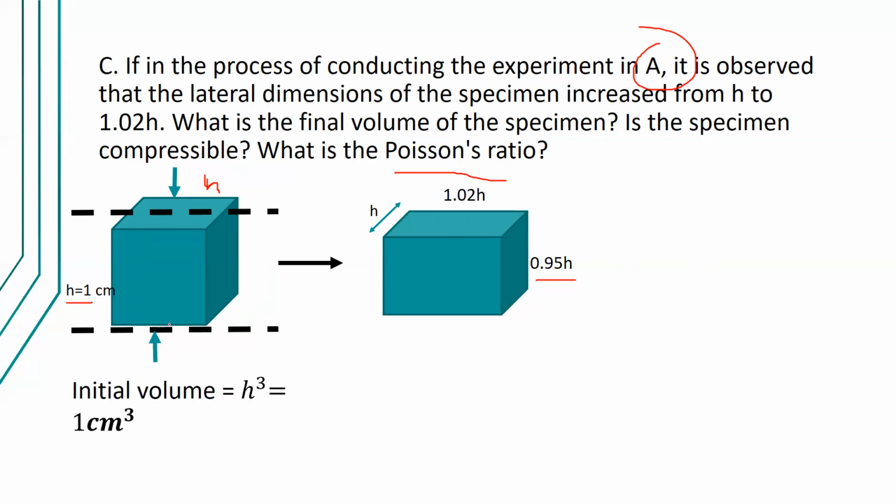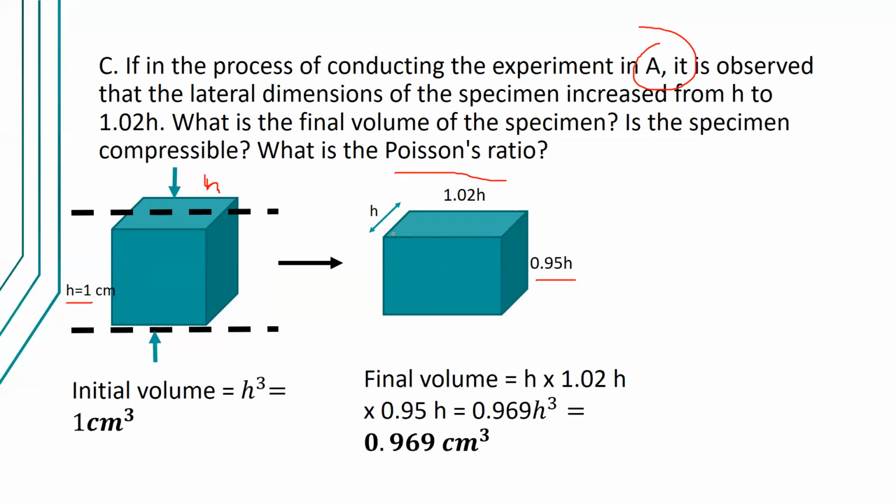So what will be the final volume? If the initial volume is H cubed, because it's a square, so therefore the initial volume will be 1 cubic centimeter. But in this new compressed material here, the width did not change. Ang nagbago yung lateral dimension, naging 1.02 H na siya. And then yung height niya, naging 0.95 H na. So that will become 0.969 H cubed, or 0.969 cubic centimeters. It looks like it's a compressible material kasi from a volume of 1 cubic centimeter, naging 0.969 na lang siya.